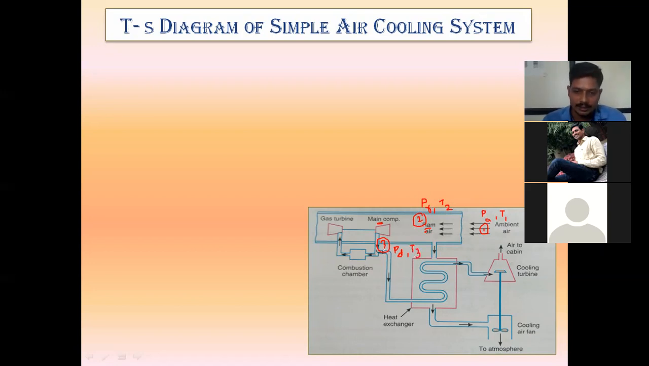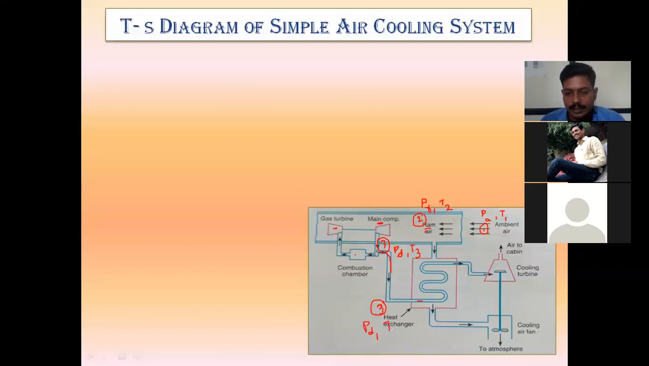Now part of that delivered, compressed air will be taken inside the combustion chamber. Here the air fuel mixture will burn, and that will be given to the gas turbine to run that gas turbine. Whatever remaining portion of that compressed air will be there will be supplied to the heat exchanger. At the inlet of the heat exchanger, we'll have point number 3, which has the pressure as delivery pressure and temperature as T3.